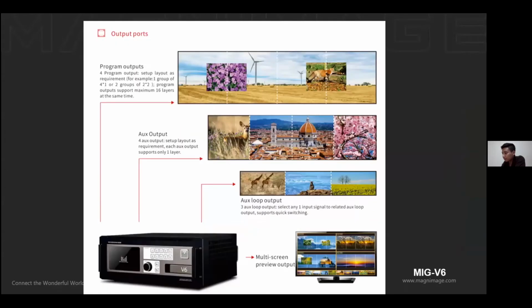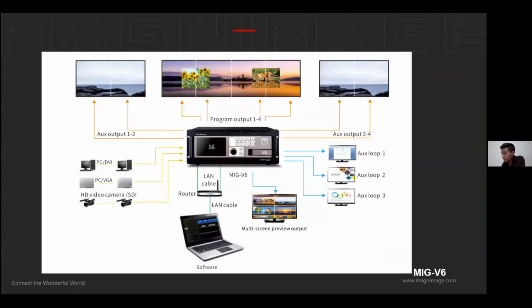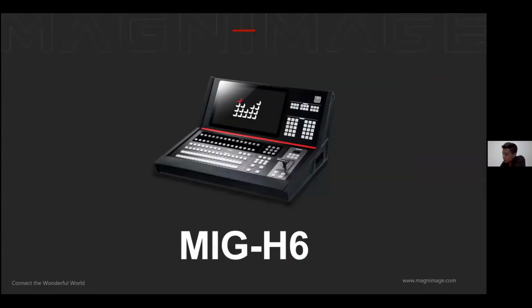See here. That's the input. Here is the diagram. There is another middle console, H6. Just like with cars, I like the big car, but someone likes small cars, so maybe that's different.